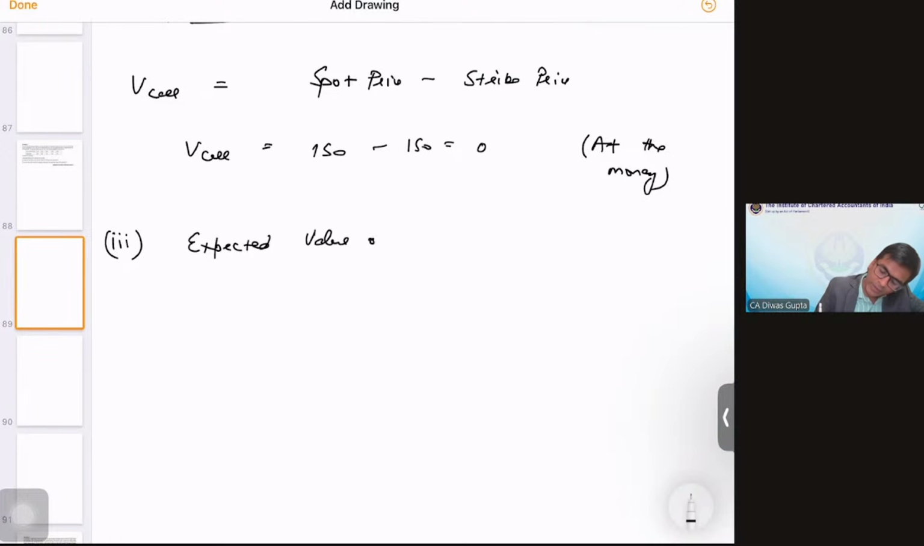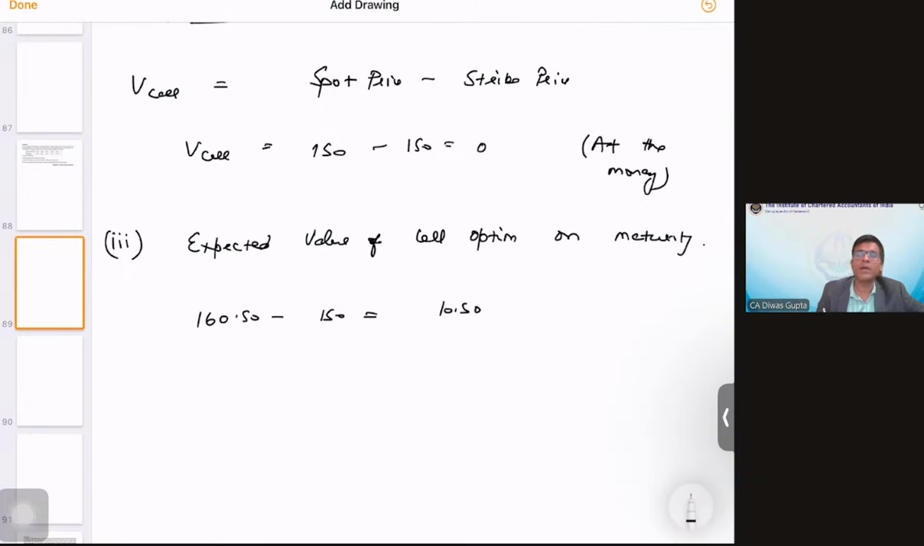Expected value of call option on maturity, students. I will just simply take this minus 150. What is the value, students? 10.50. Any questions? I think we should calculate this first.